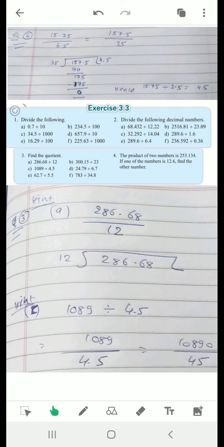Understood? So try to solve the questions of exercise 3.3, question numbers 1 and 2. Question number 3 I have solved here. I will explain it in the next video.